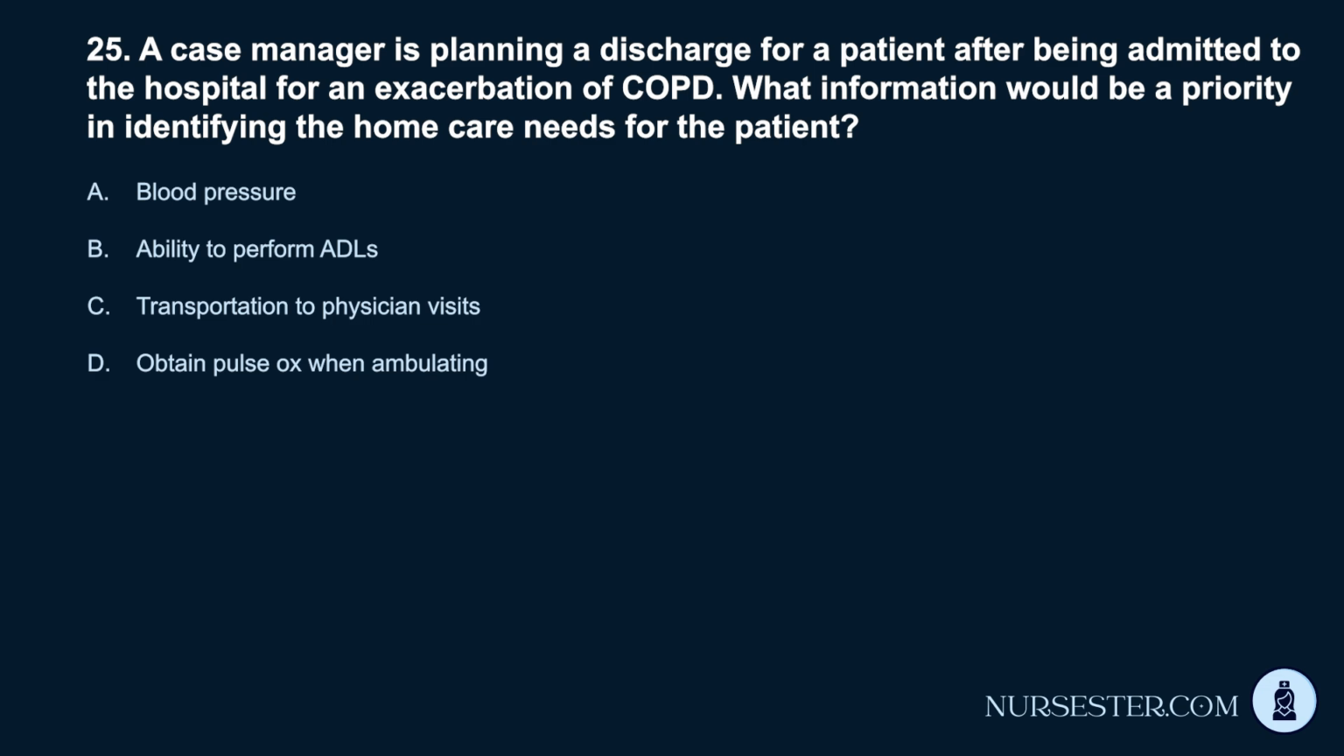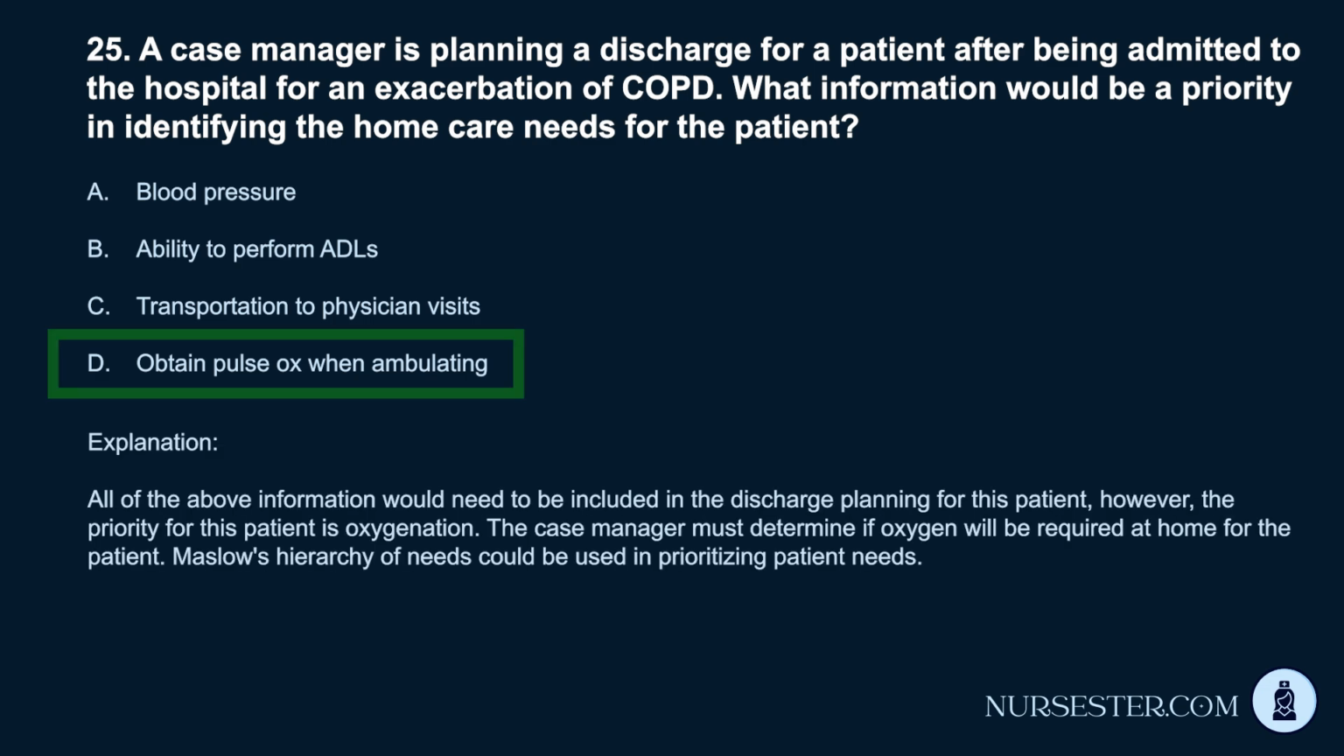B. Ability to perform ADLs. C. Transportation to physician visits. D. Obtain pulse ox when ambulating. Correct answer, D. Obtain pulse ox when ambulating. All of the above information would need to be included in the discharge planning for this patient. However, the priority for this patient is oxygenation. The case manager must determine if oxygen will be required at home for the patient. Maslow's hierarchy of needs could be used in prioritizing patient needs.